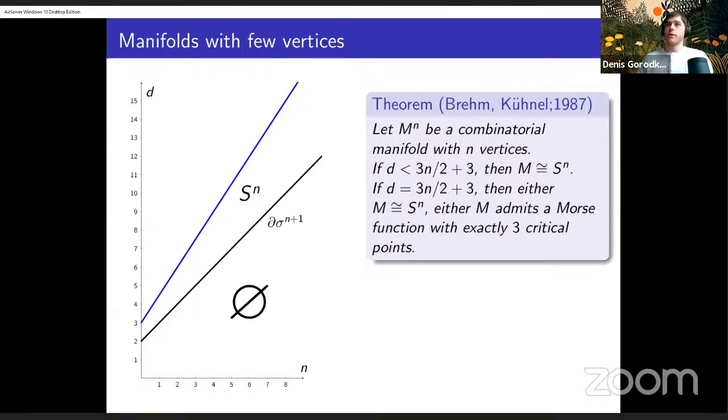There is an interesting theorem about combinatorial manifolds that tells you the following: suppose we draw on a graph all combinatorial manifolds of dimension n with d vertices. I'm sorry, there is a typo here, with d vertices. So it is obvious that there are no closed combinatorial manifolds of dimension, let's say, 6 with 3 vertices. We need at least 8.